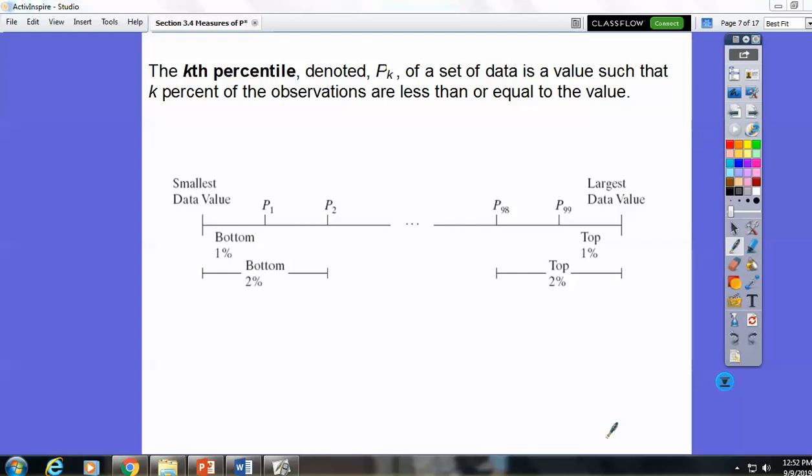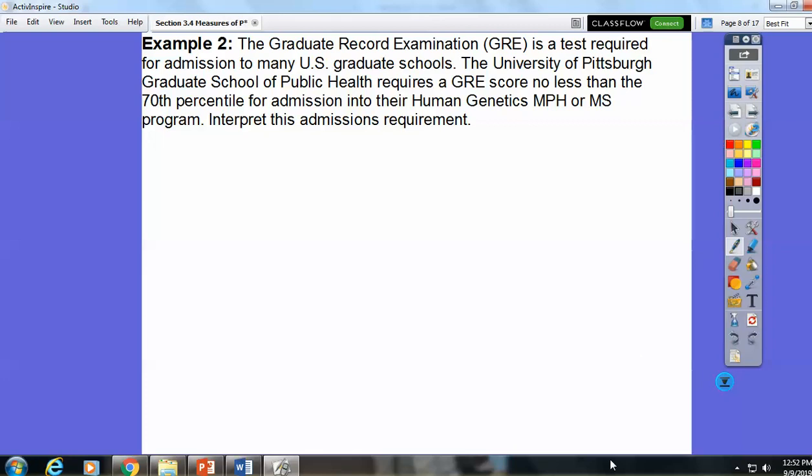So really right now we're just going to be focusing on making sure we can interpret this and know what it means. So I just want to give us an example and make sure we can write a sentence about what that is telling us.